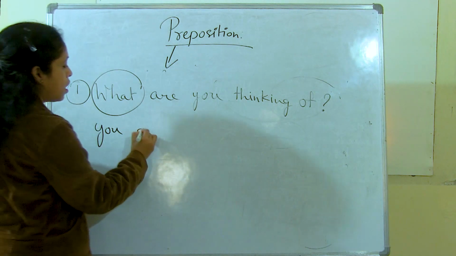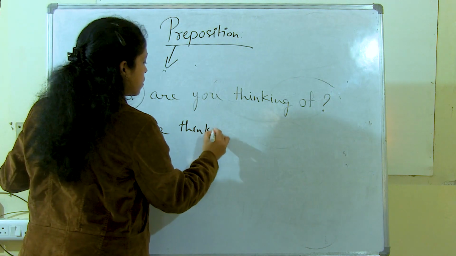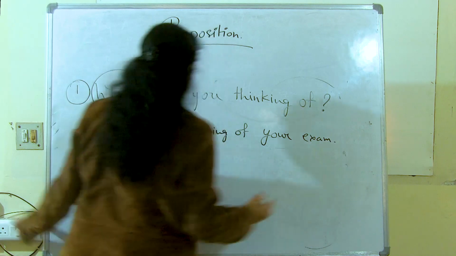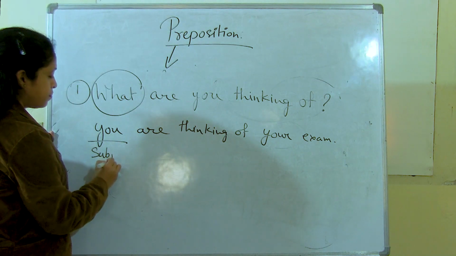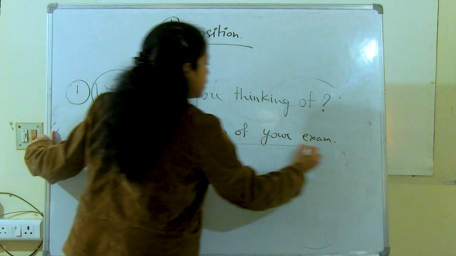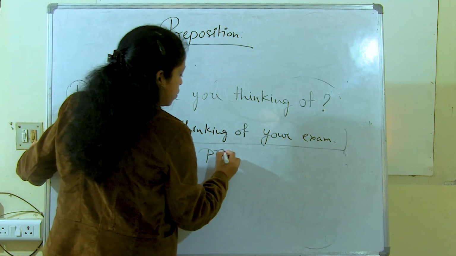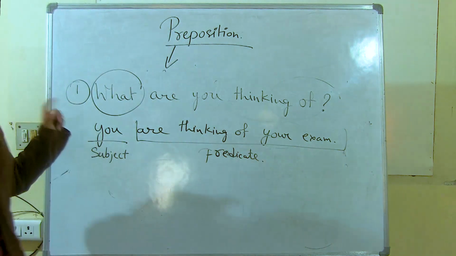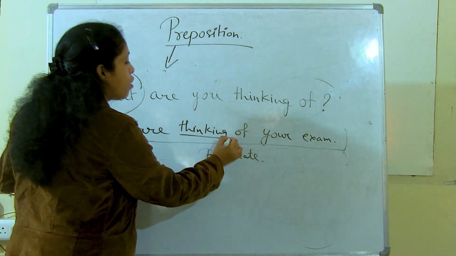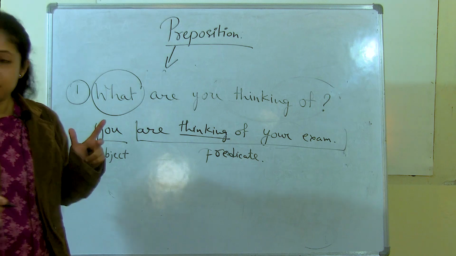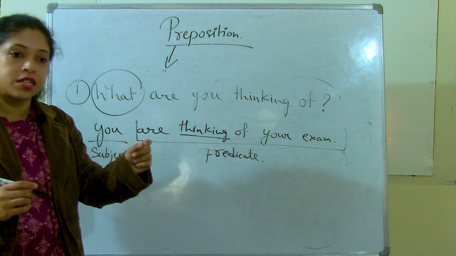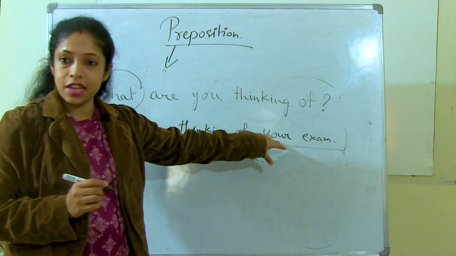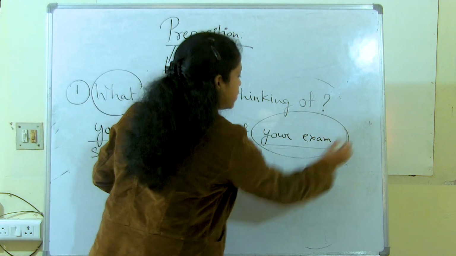Suppose you are thinking of your exam. Now, you here is the subject, and are thinking of your exam is the predicate. And in the predicate part, whenever you ask a question with what or whom to the verb and you get the answer in the sentence, then this part is called the object.